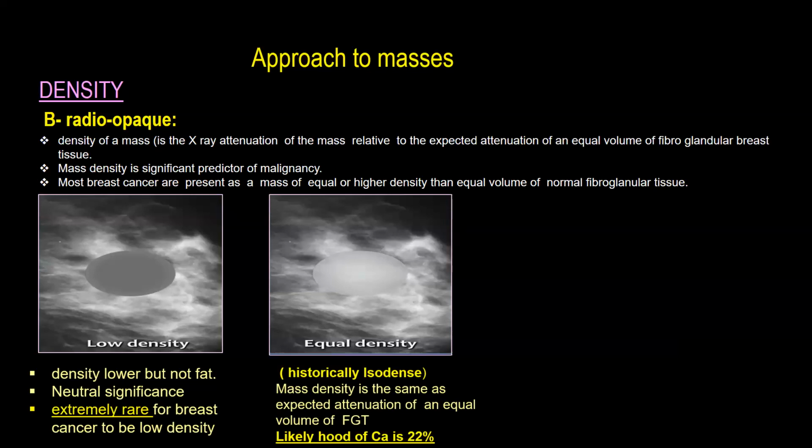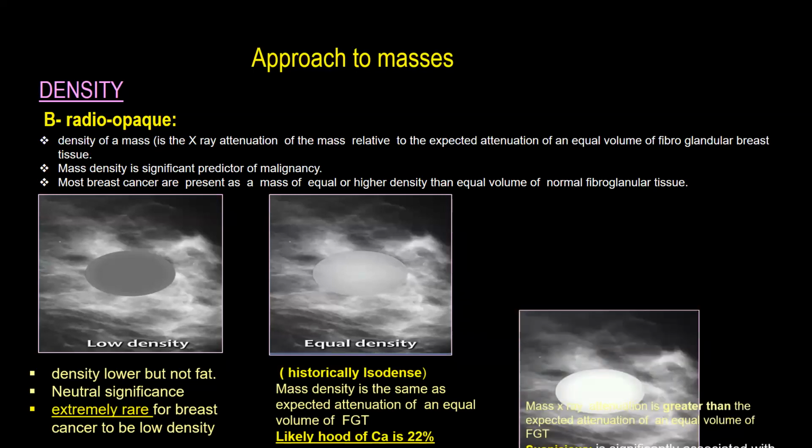How are you going to categorize this? The positive predictive value is 22, so it will be BIRADS 4B. It will be in 4B.